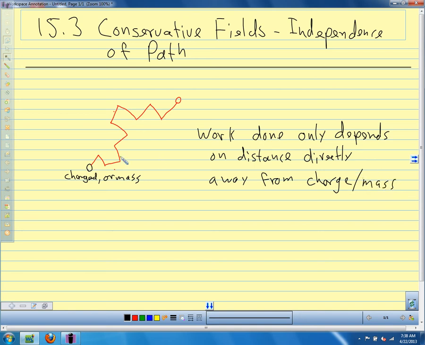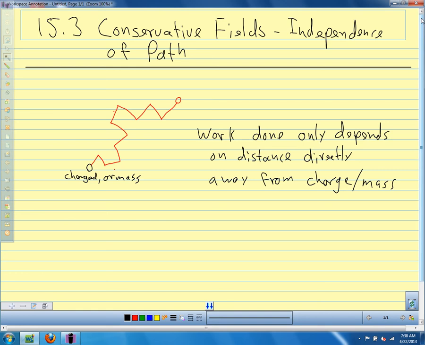So I could go on any crazy, complicated path that we wanted. The field is only doing work in the direction of motion or opposite the direction of motion, depending on if it's a charge and what the charges are. So I could go on any kind of path. The work done by the field would only depend on where I started and where I ended. It wouldn't matter what I did in between, because the work is only in the direction of the charge or the mass. So it would only depend on how far directly away from that charge or that mass I've moved.